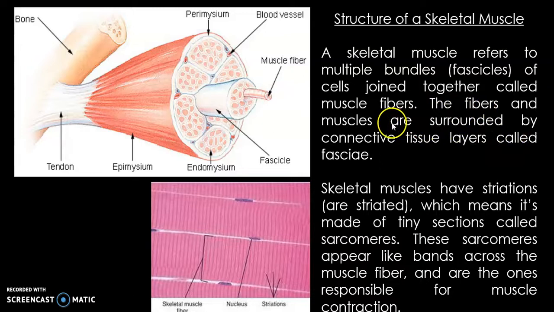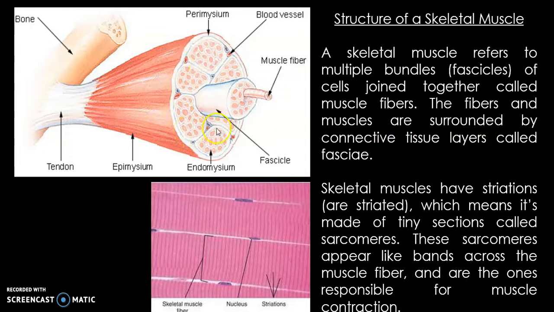The fibers and muscles are surrounded by connective tissue called fasciae. So here, to summarize all that, this fiber over here is made of many muscle cells. Together, each group or bundle of muscle fibers is called a fascicle. And every fascicle is surrounded by this clear membrane, which is called a fasciae. The fasciae is a connective tissue that connects several fascicles to make one single muscle.